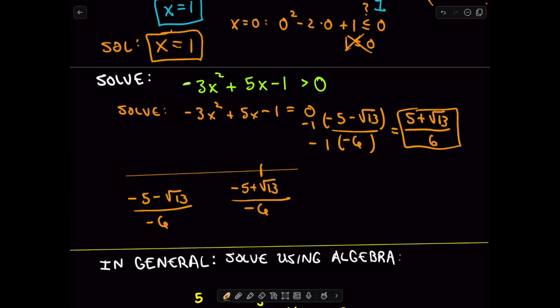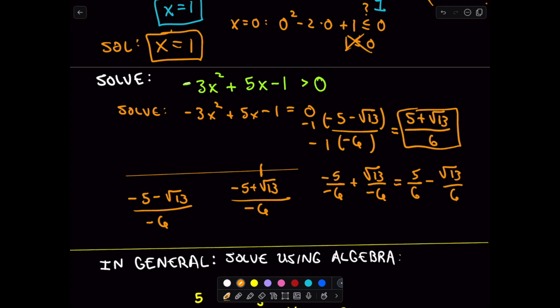And then we also have negative 5 over negative 6. It should be okay, right? Am I losing my mind? Plus the square root of 13 over negative 6. Okay, so that is going to be 5 over 6 minus the square root of 13 over 6. So, okay, this actually is a little tricky. So let's make sure we've got everything labeled correctly.